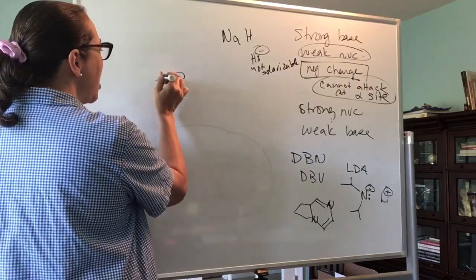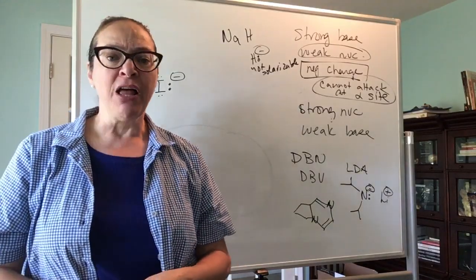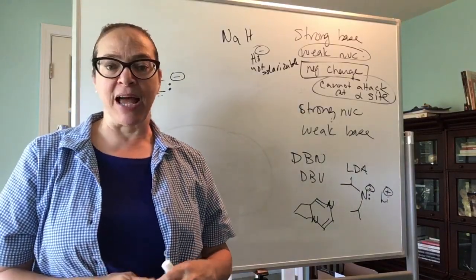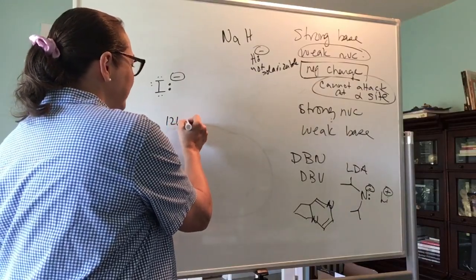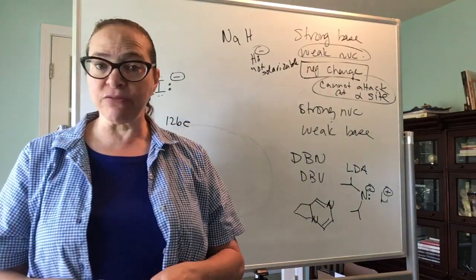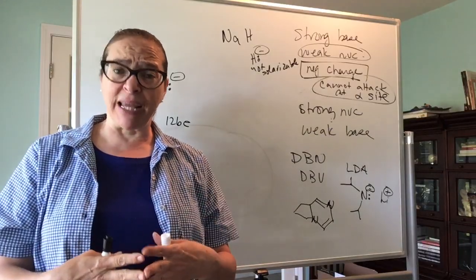For instance, if I look at this compound right here, I normally draw it with a lone pair of electrons and a negative charge, but we know that all halogens have 8 electrons in their outer shell. How many total electrons does iodide have? It turns out that iodide has 126 electrons. It has a negative charge because it has an excess electron, but it has a lot of electrons.